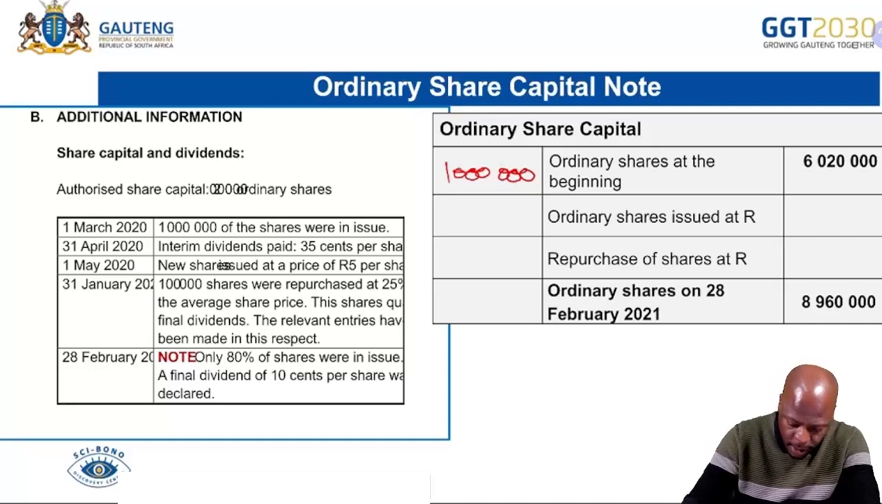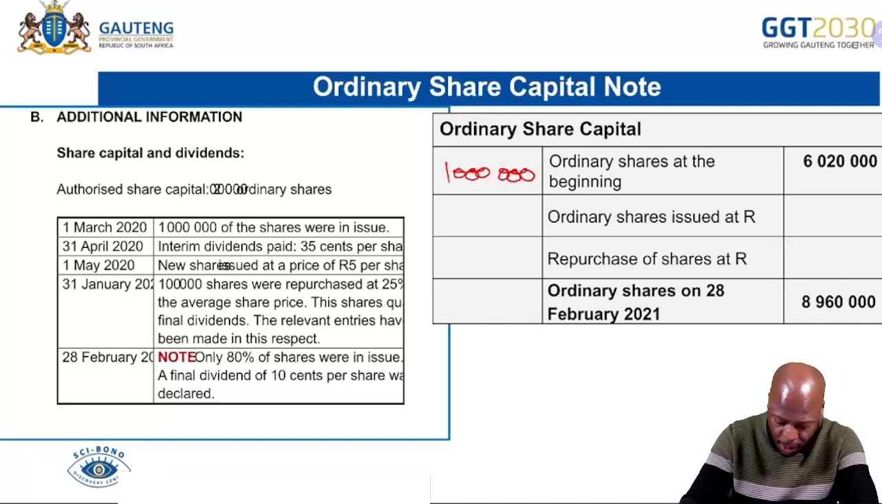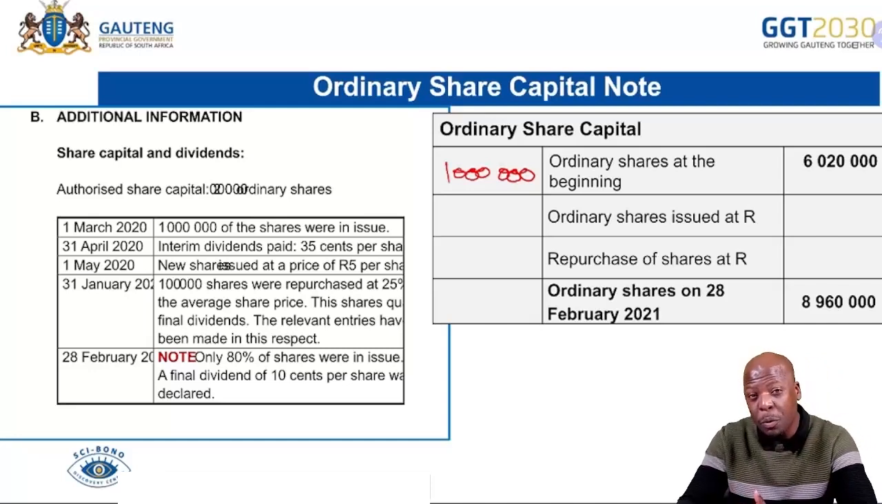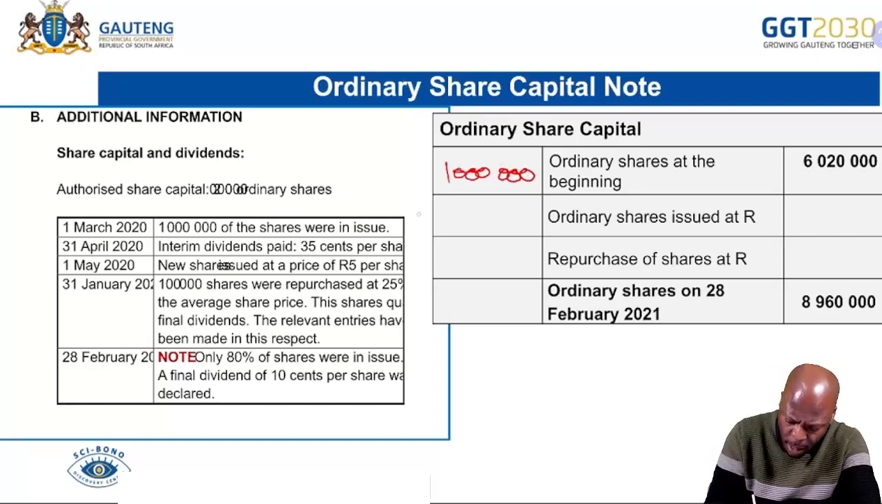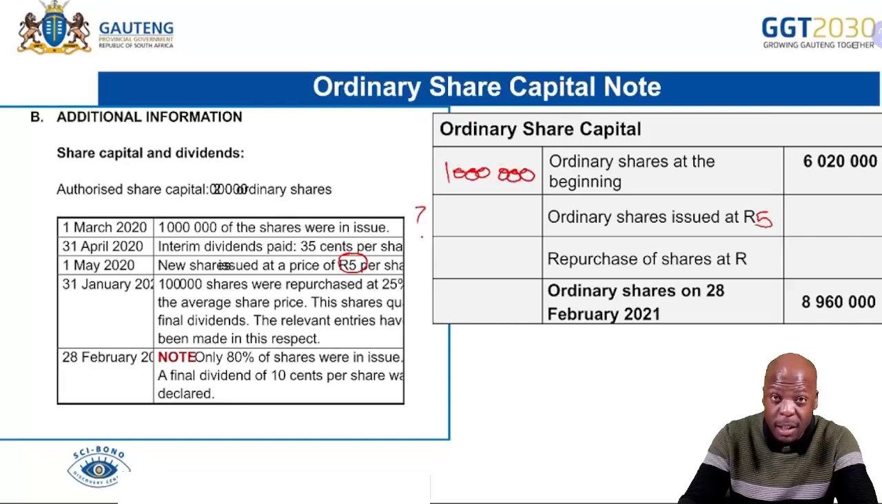And then it says interim dividends of 35 cents per share. Okay, we're not going to deal with interim dividends at the moment. Let's see what comes next. It says new shares issued at a price of 5 rand per share. So there are new shares that are issued. We're not given the number of shares here, but they are telling us that it is at 5 rand per share. So I'll come here, put my 5 rand, and wait for the next information.